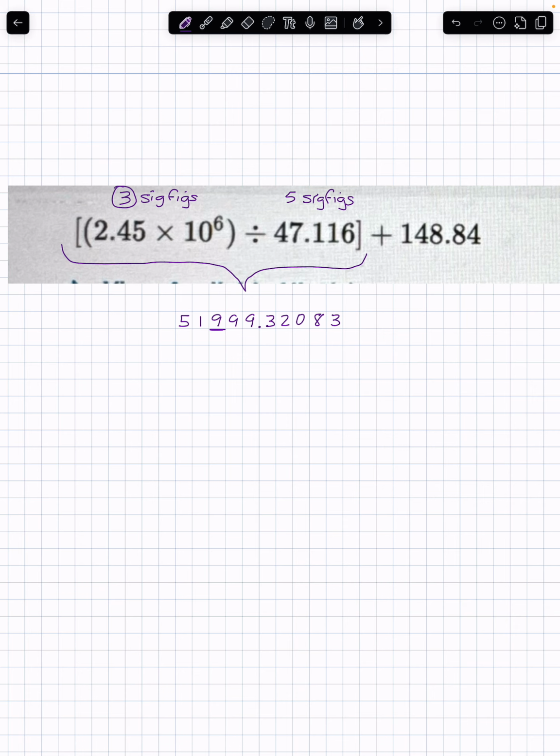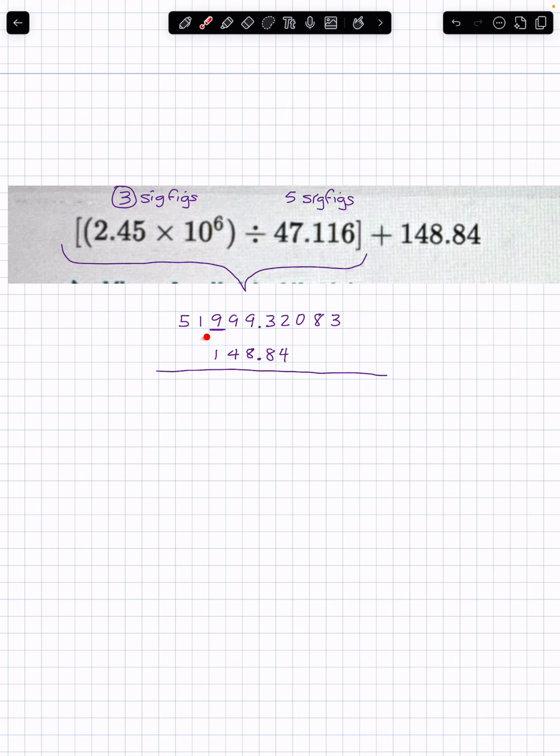Now, if we were going to round the number here, we'd have to put it in scientific notation, but we're not done yet. All we have to do is keep track of the sig figs. Because next, we're going to add 148.84. That's not a 4. There we go. So when we're adding, we're looking at fewest decimal places.